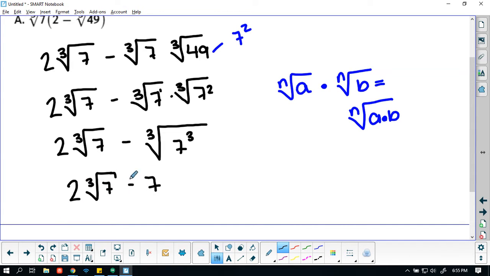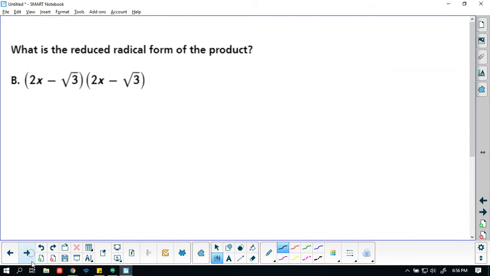There are no other operations that I could work with here. I can't combine this 2 and the 7. They don't have the same radical associated with them. This is basically the end. This is all we have to do for this problem, and we are done. We have it in reduced radical form. Now let's go look at the next one.